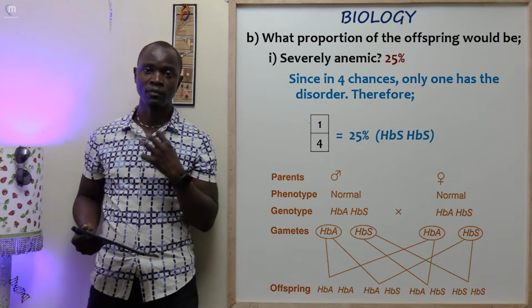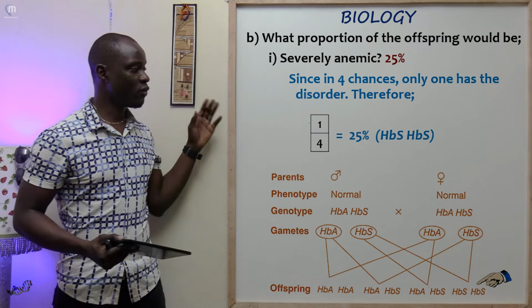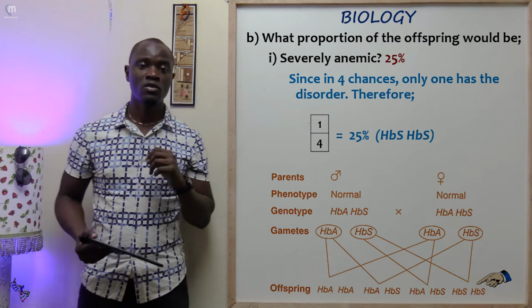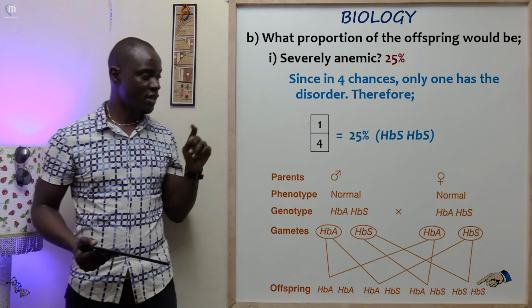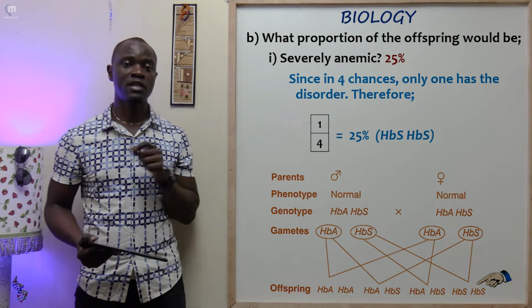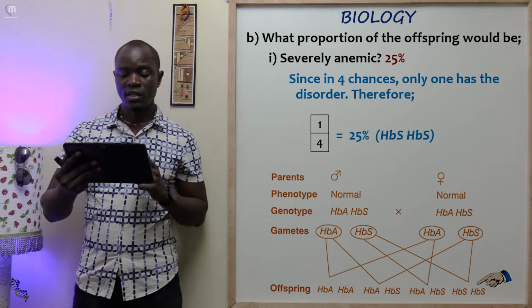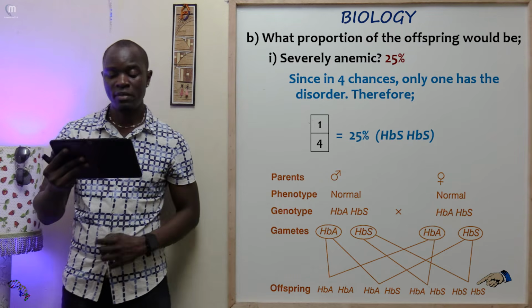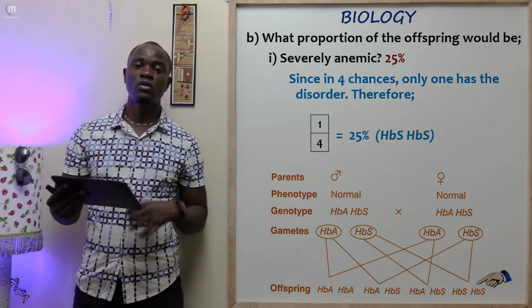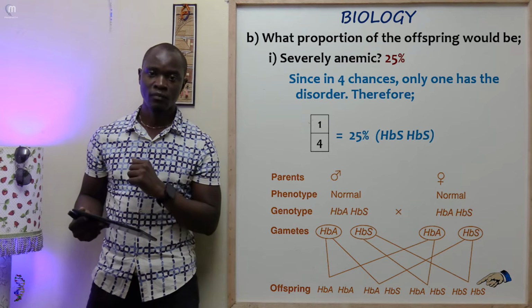So that is what it means, severely anemic. If you look at the cross again, the offspring who is severely anemic is the fourth chance, HbS, HbS. So to answer the question, what proportion of the offspring will be severely anemic? It is only 25%.